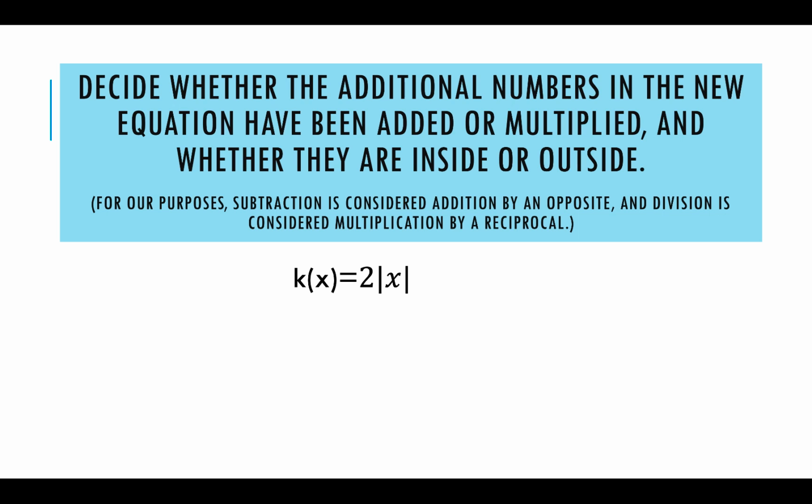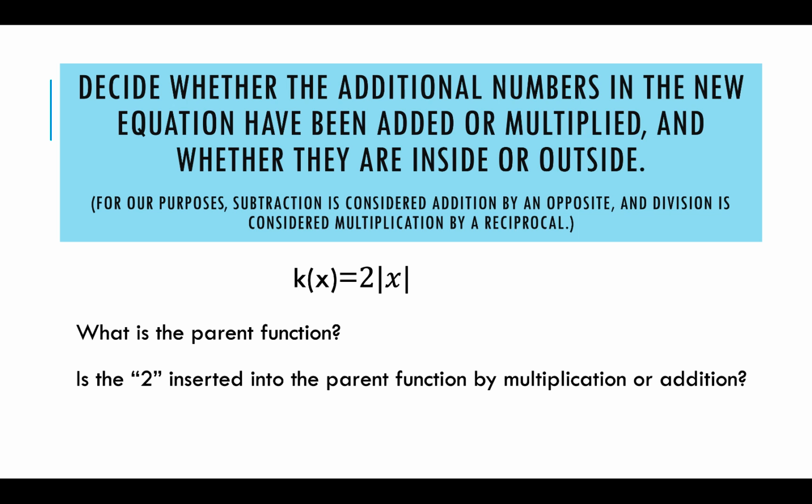Okay, so again, what's the parent function? Hopefully you're very familiar with the graph of y equals absolute value of x. Hopefully you could graph it very quickly without having to think much about it. So we have this number 2, and is it connected by addition or is it connected by multiplication? Hopefully it's obvious that there is an implied multiplication sign in there. There's no addition sign in there.